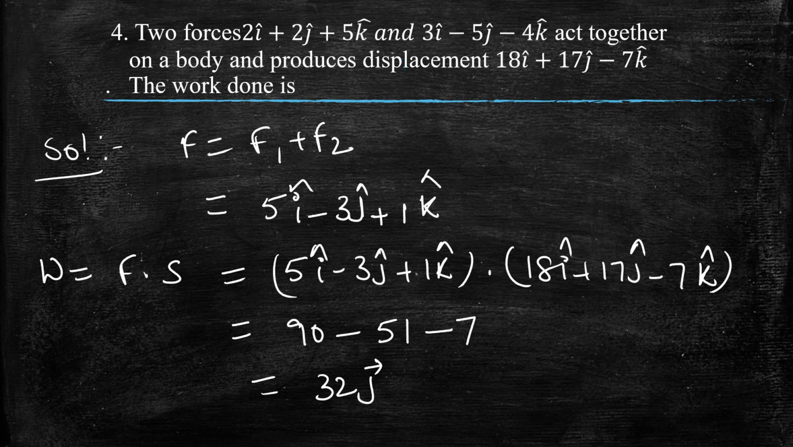W is equal to F into S. Here they are asking to find the work done. We should add two forces, F1 plus F2, 5 i cap minus 3 j cap plus k cap. W is the work done. Work done is equal to F dot S. Substituting F and S, 90 minus 51 minus 7, that is equal to 32 joules. Okay, let us go to the next problem.